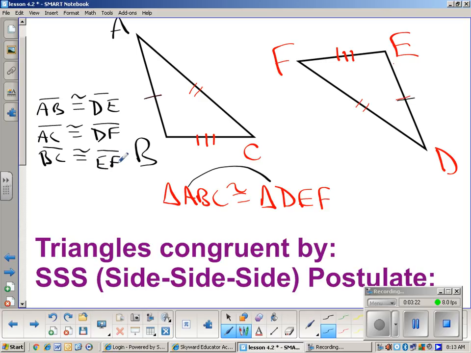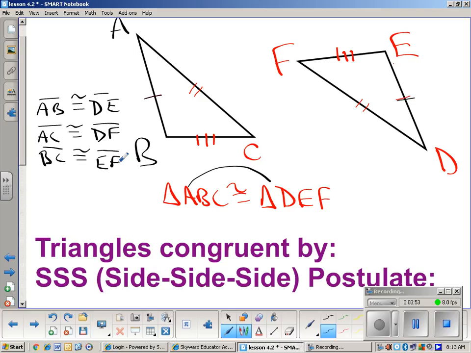So that's what those symbols mean. If they have an equal number of little tick marks on them, that means they're equal in length, or the segments are congruent. And it's important that you realize that. Okay? Do you have any questions on what the symbolism means? All right. So what we're saying then is if all three sides of triangle ABC are congruent to all three sides of triangle DEF, then that means those two triangles have to be congruent. That's enough information to say they have to be congruent.